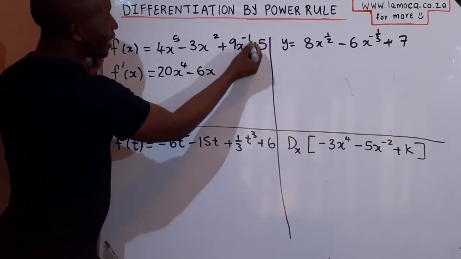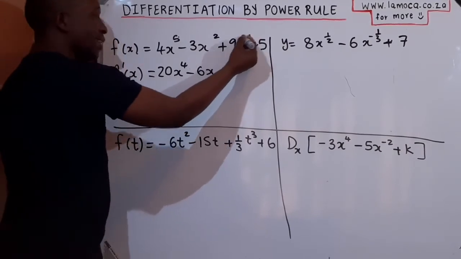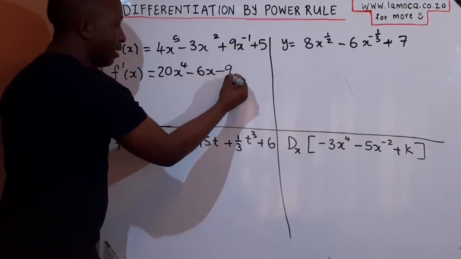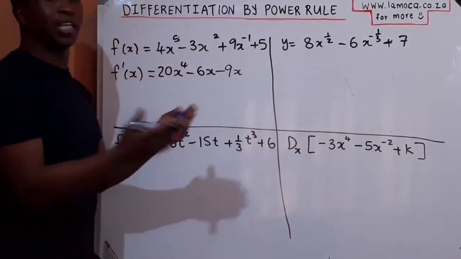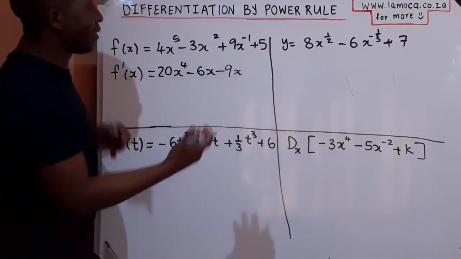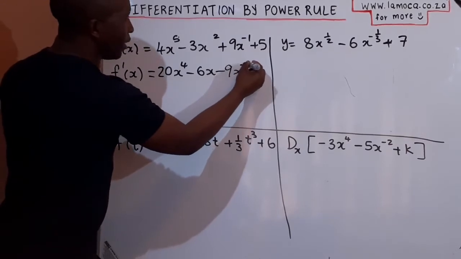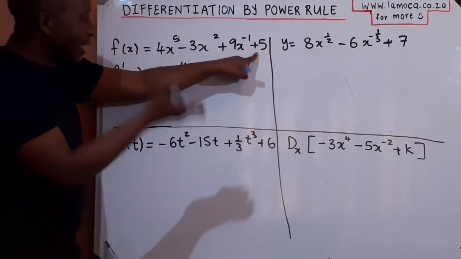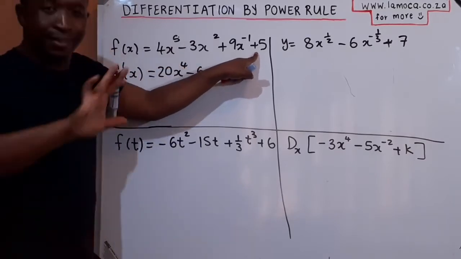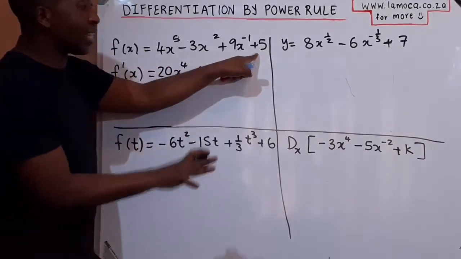The next one again, exponent times coefficient. This guy times that guy gives you minus 9. X to the power of, that's minus 1, minus 1, minus 1. We don't care what the exponent is. You always subtract 1. Minus 1 gives you minus 2. And that 5 is a constant. So the derivative of a constant is always 0.